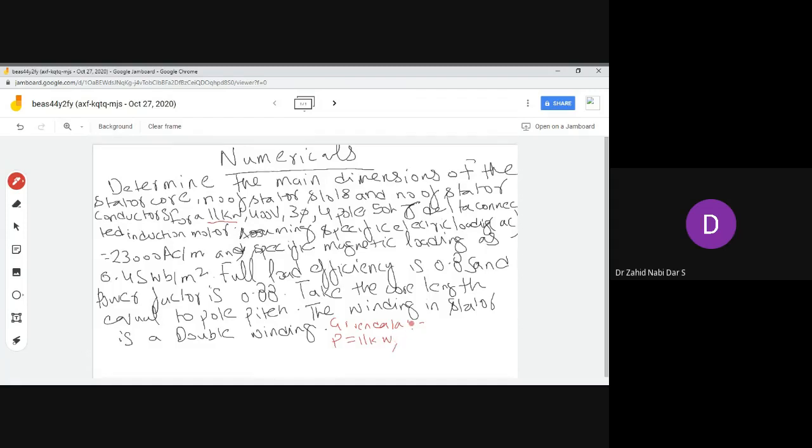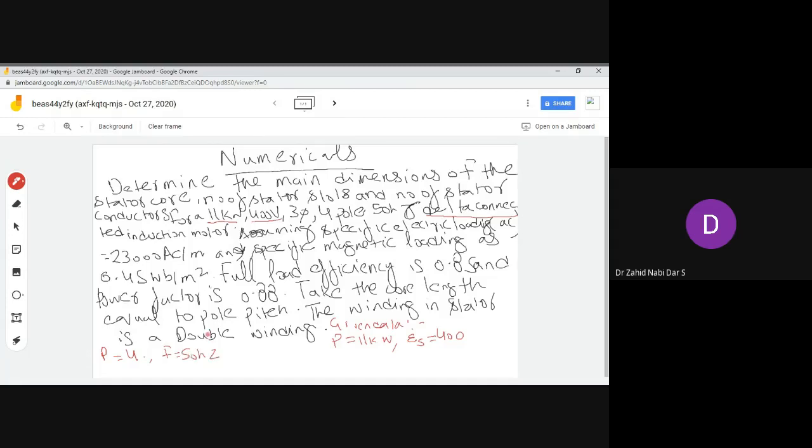Another factor mentioned is your voltage. See here, 400 volts and it's delta connected. In delta connection, phase voltage and line voltage remain the same. If it was star connected, you would have to divide 400 by root 3. Now it's delta connected, no need. Three phase. Number of poles is equal to 4. Frequency is given as 50 hertz.